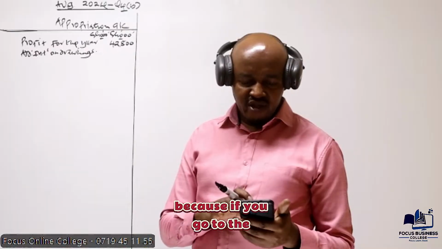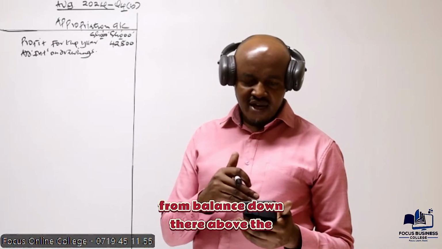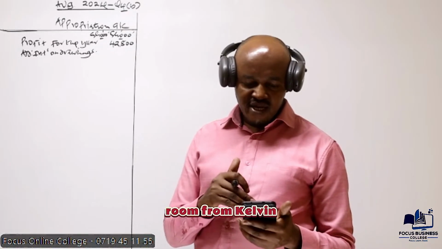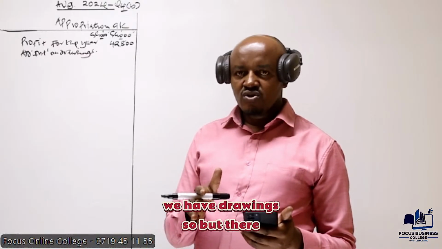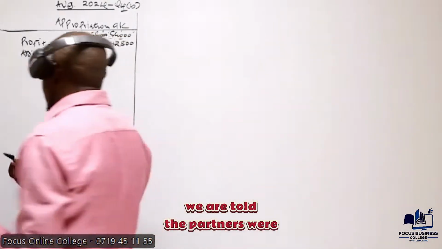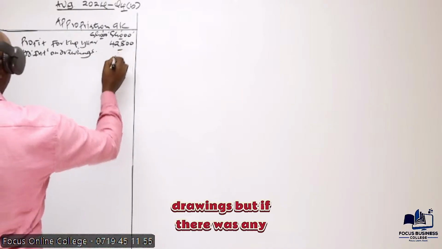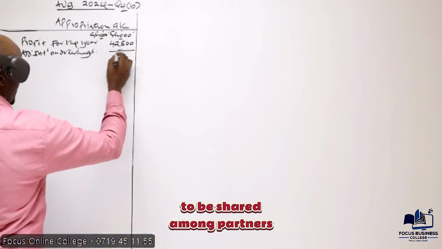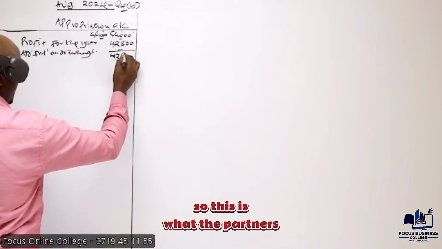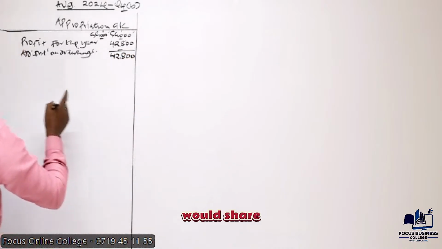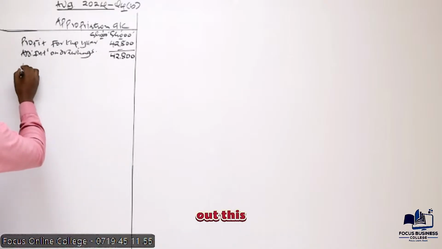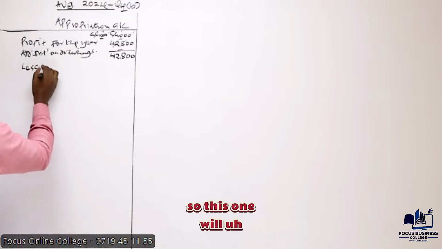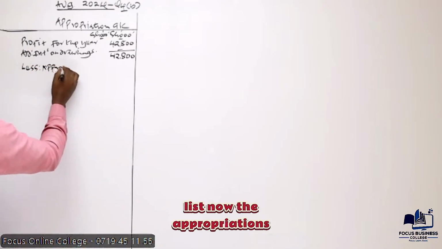Because if you go to the trial balance, down there, above the loan from Kelvin, we have drawings. But there is nowhere we are told the partners were charged interest on drawings. If there was any, we should add it here so that we get the amount to be shared among partners. So this is what the partners will share. So how do the partners share this? Basically, we now list the appropriations.